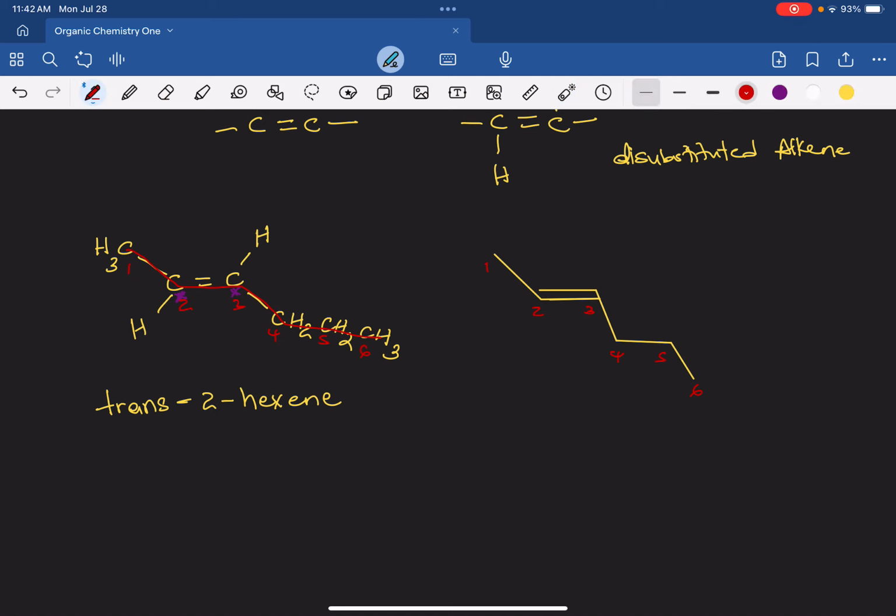Whenever you're given a line angle formula, it's important that you figure out which direction your hydrogens are pointing, the ones on the carbons of the carbon-carbon double bond right here. Carbon 2, carbon 3. You need to put your hydrogens in. That's the only way you're going to be able to tell if it's cis or trans, right?